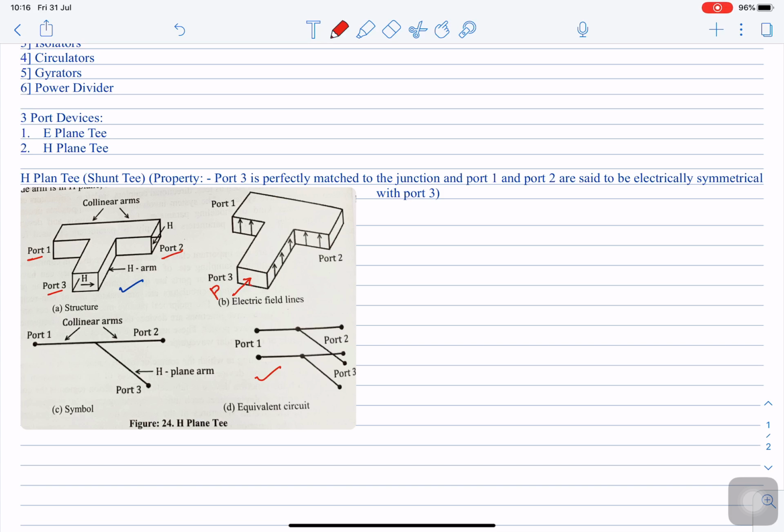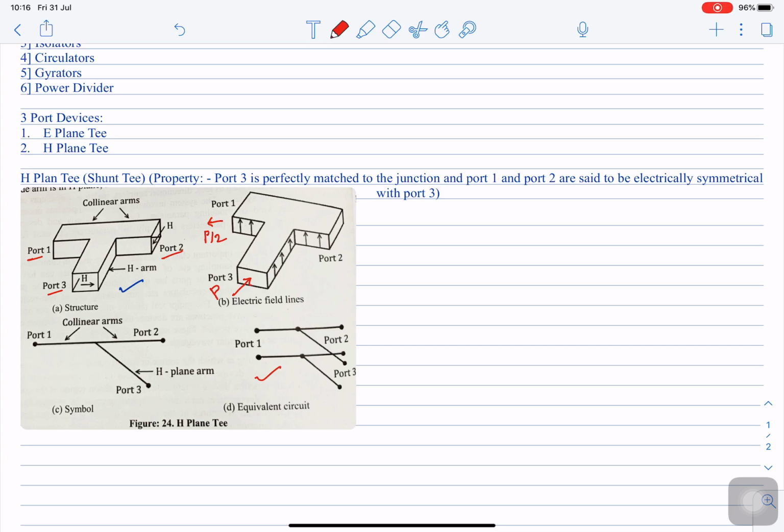This power which we fed at the input of port number 3 will come out of port number 1 and port number 2 exactly divided by 2. So what will we get at the output of port number 1? Here at the output of port number 1, we will get a power which is divided by 2. Here also at the output of port number 2, we will get a power divided by 2.